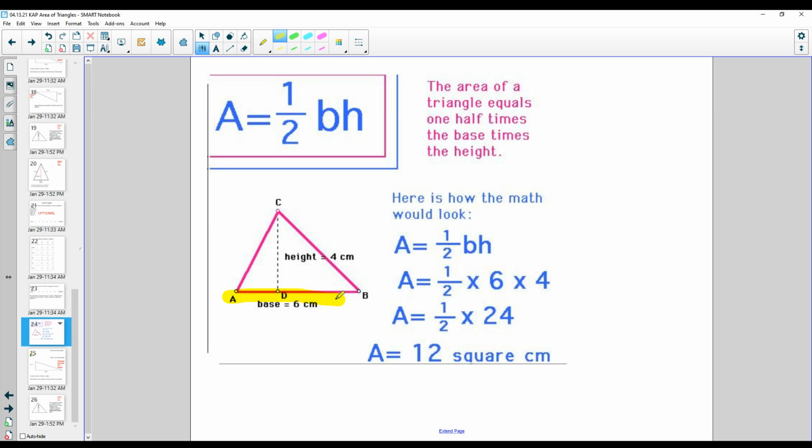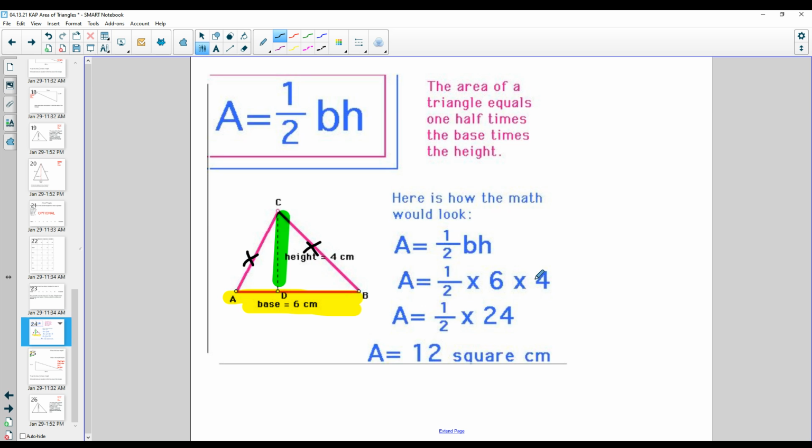So I'm going to highlight the base in yellow. So the base is 6 centimeters. The height is 4 centimeters. Be aware, these are the slants. We do not use this during our formula. So we replace or substitute the base with 6. You substitute the height with 4.